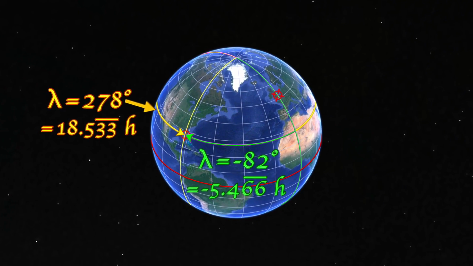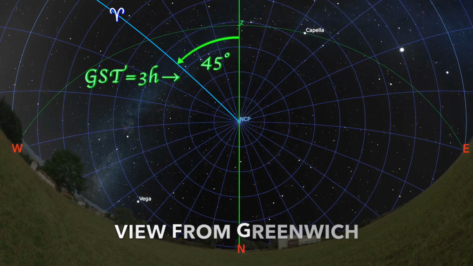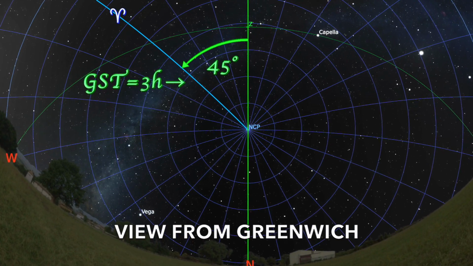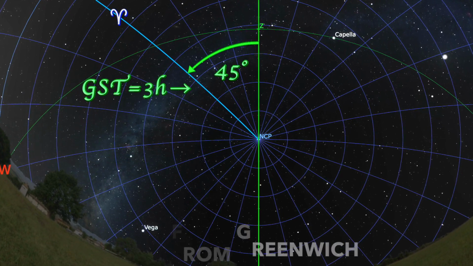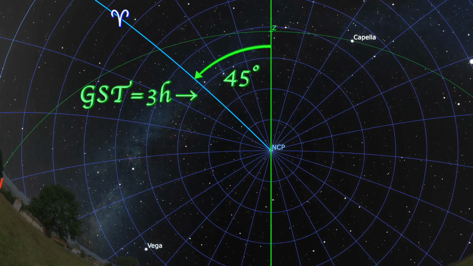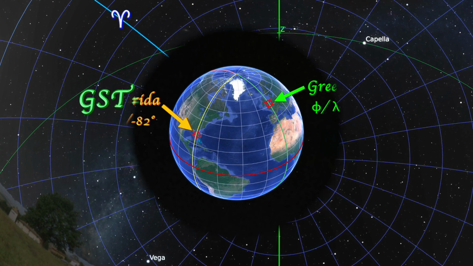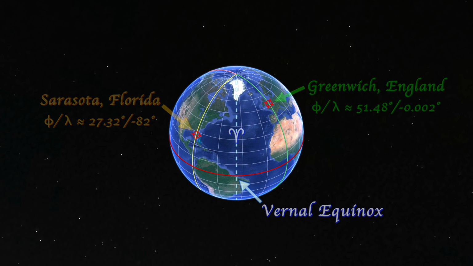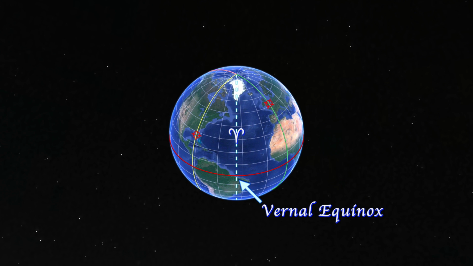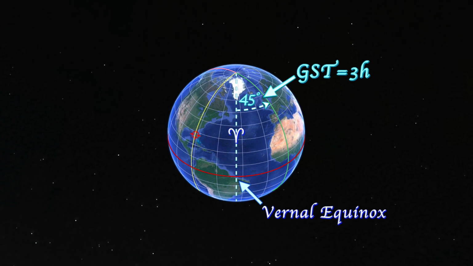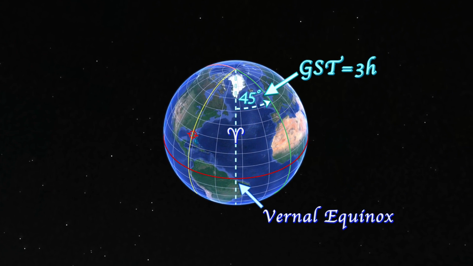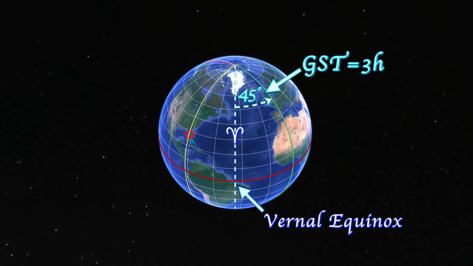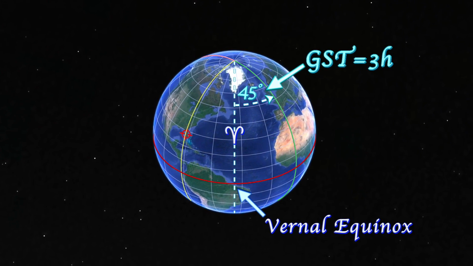Next, let's suppose that the Greenwich sidereal time is 3 hours, which means that the vernal equinox will have a Greenwich hour angle of 3 hours or 45 degrees. We can represent the current position of the vernal equinox in relation to the two locations by overlaying the celestial sphere onto the globe. Now we can see that the longitudinal separation between the vernal equinox and Greenwich is equal to 45 degrees or 3 hours west of Greenwich, since the sidereal time of a location is measured from the vernal equinox in an eastward direction like longitude is.